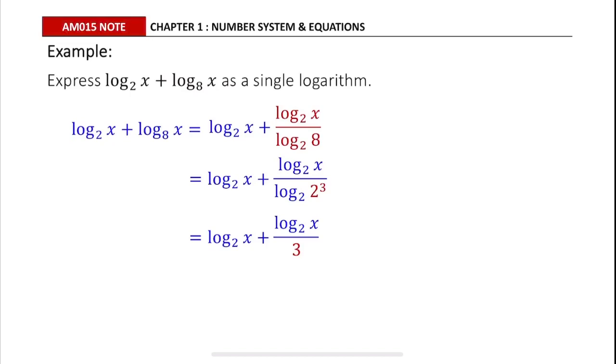Log base 2 of x over 3 can also be written as 1 over 3 multiplied by log base 2 of x. By adding both logarithms, we get 4 over 3 multiplied by log base 2 of x. If you are wondering how the answer becomes 4 over 3, think of log base 2 of x as another unknown, say y. So it is actually y plus 1 over 3y, which then becomes 4 over 3y.